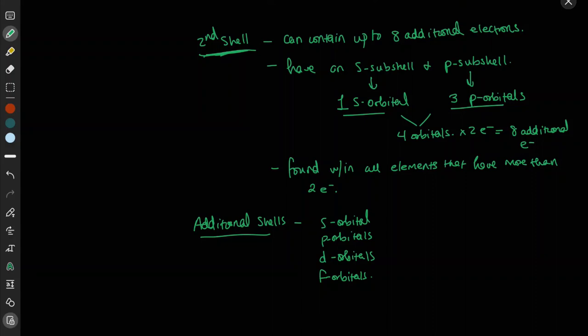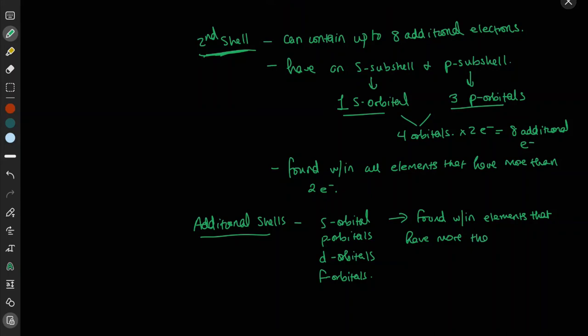because the biologically relevant elements that we mentioned earlier, so hydrogen, oxygen, carbon, phosphorus, nitrogen, and sulfur, are only going to contain up to three energy shells with either S or P subshells. So you're not really going to have to deal with D orbitals and F orbitals, just simply S and P orbitals. The additional shells are going to be found within elements that have more than 10 electrons.